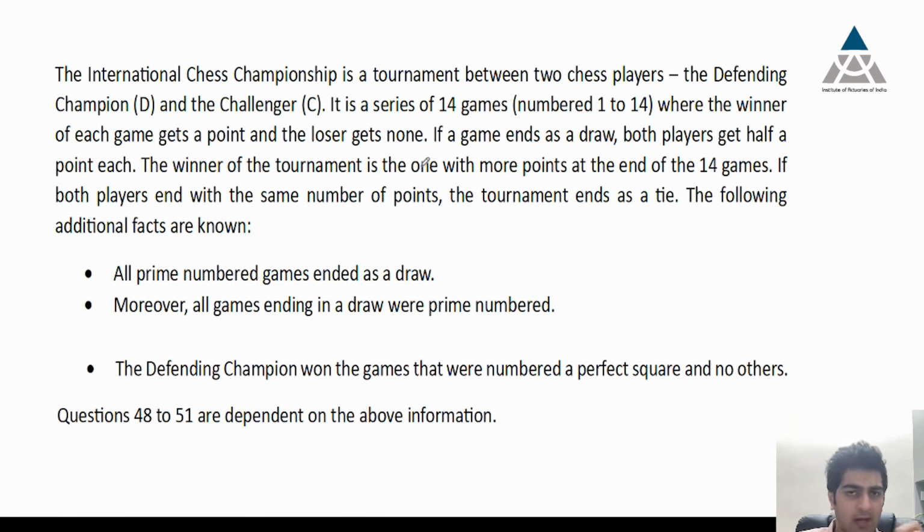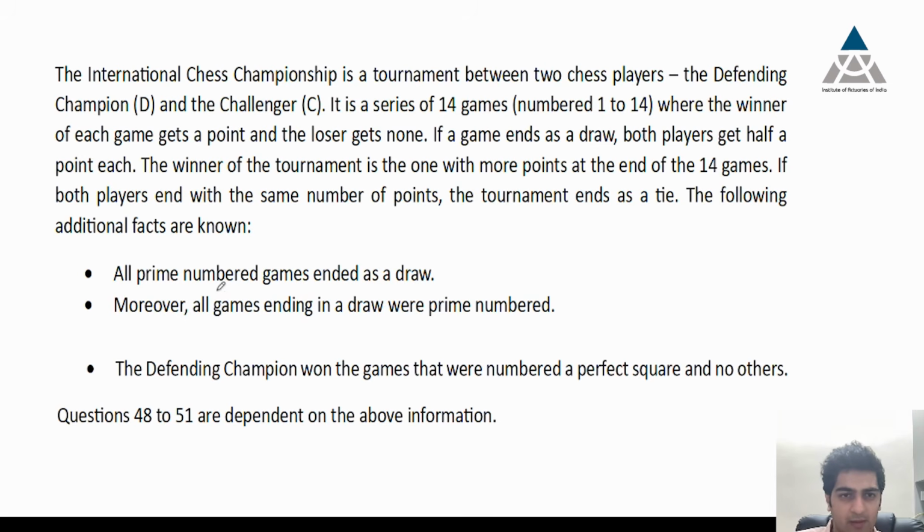Winner will get 1 point, loser will get 0 points. If a game ends as a draw, both players get half a point. The winner of the tournament is the one with more points at the end of the 14 games. Naturally, if both players end with the same number of points, the tournament ends as a tie. If you remember, in reality it was very close to a tie. On the last day they were heading for a draw, but then Gukesh came up with a win, and that's how he won the tournament.